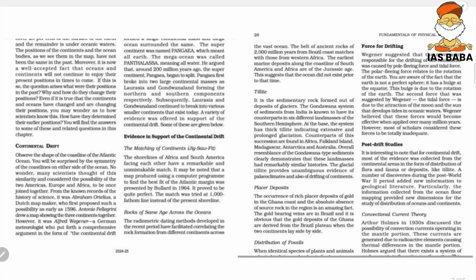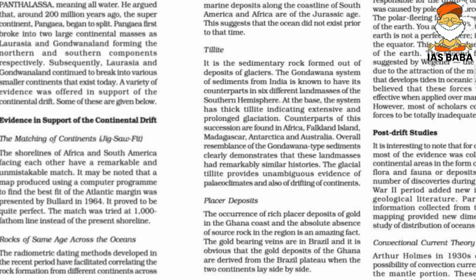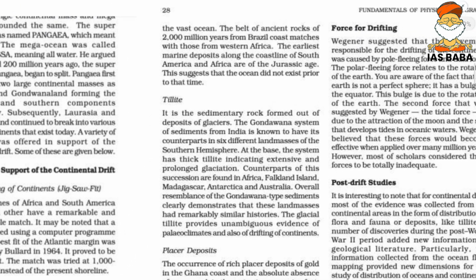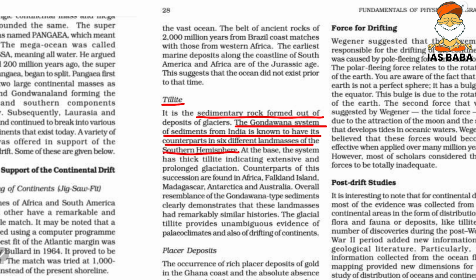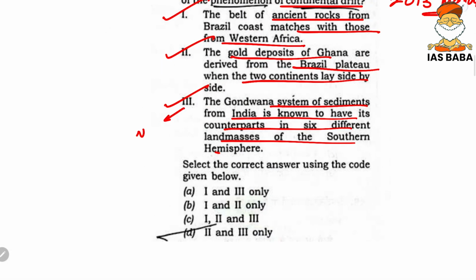You can see this is taken directly from the NCERT. You can see here on page number 28, this tillite. Tillite is a sedimentary rock formed out of the deposits of glaciers, and here it says the Gondwana system of sediments from India is known to have its counterparts in 6 different landmasses of the southern hemisphere. So you can see the statement is repeated as it is. This statement is directly taken from the 11th standard NCERT, Fundamentals of Physical Geography.